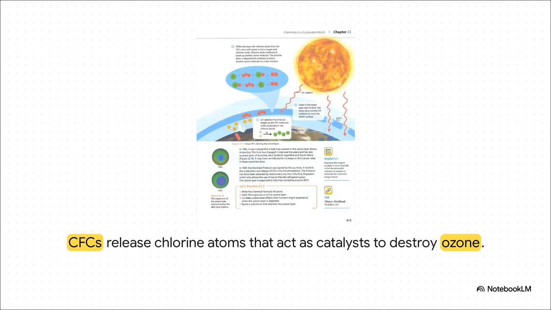They used to be in everything from aerosol cans to refrigerators. Here's the destructive chemistry. High-energy UV light zaps the CFC molecule and breaks off a chlorine atom. That one single chlorine atom then acts like a catalyst, starting a chain reaction that can destroy thousands upon thousands of ozone molecules. It's a total wrecking ball.